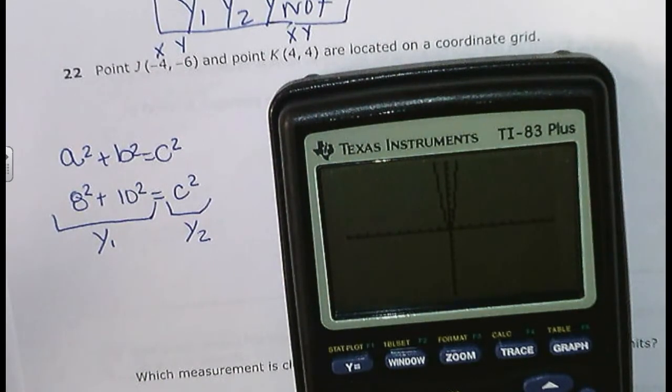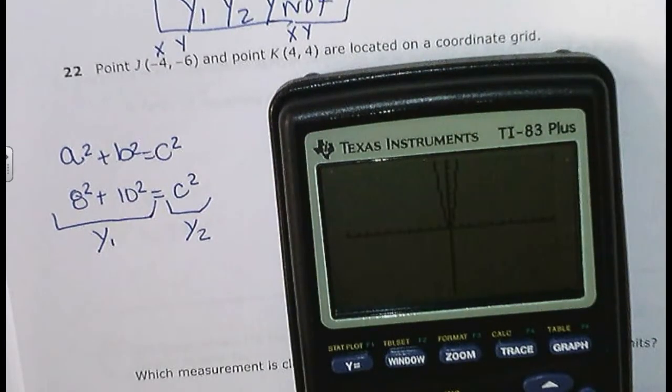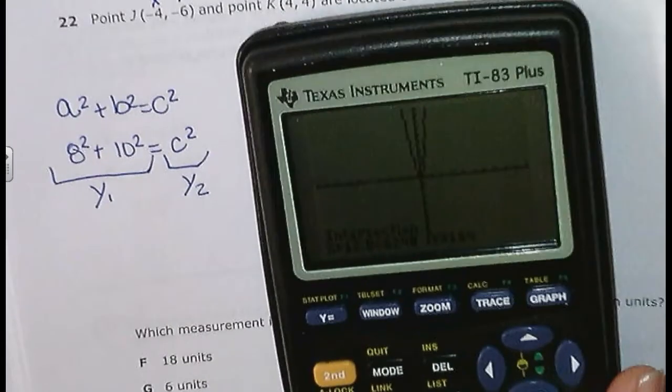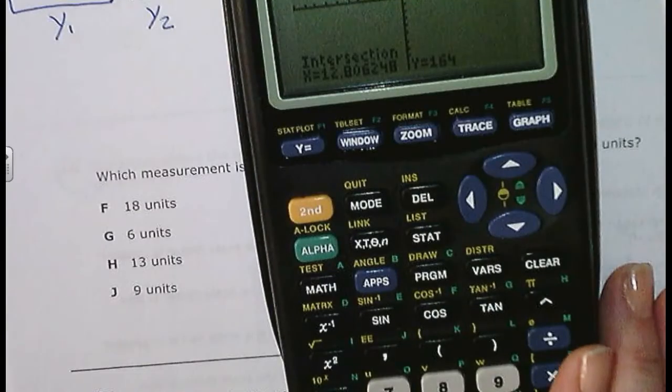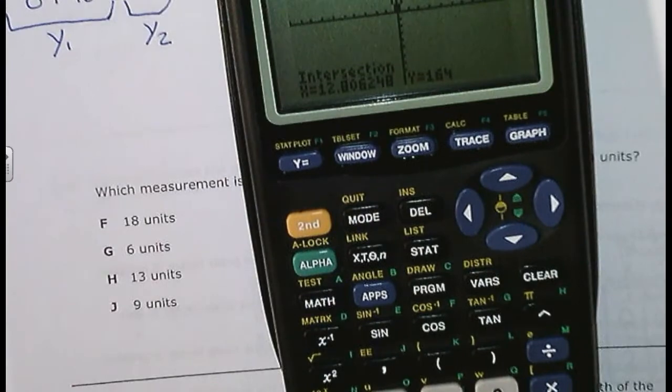And I didn't see a line cross. That doesn't necessarily mean it didn't cross. I just may not have seen it. It might be real close. And sometimes if you're close to the screen, but it's still off, it'll still work. We'll test it. Second trace, 5, 1, 2, 3. 12 point something. 12.80. Well, what are your options down here? I like 13. Answer is H.